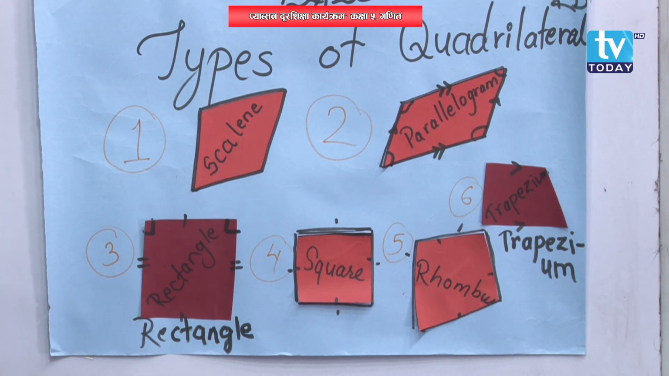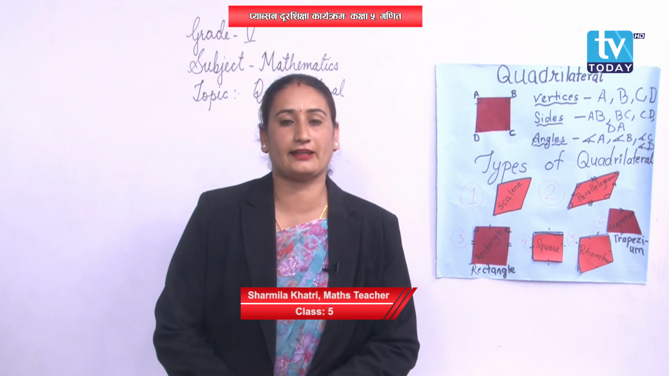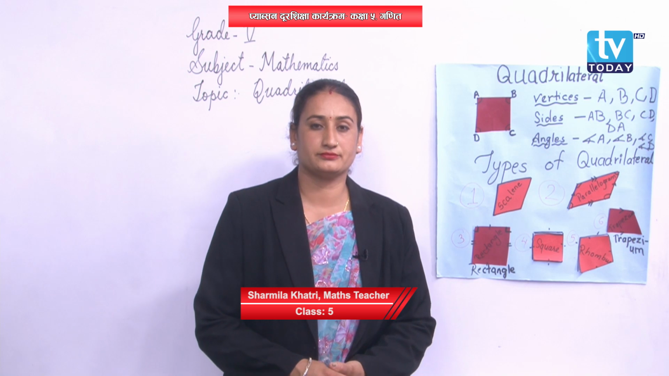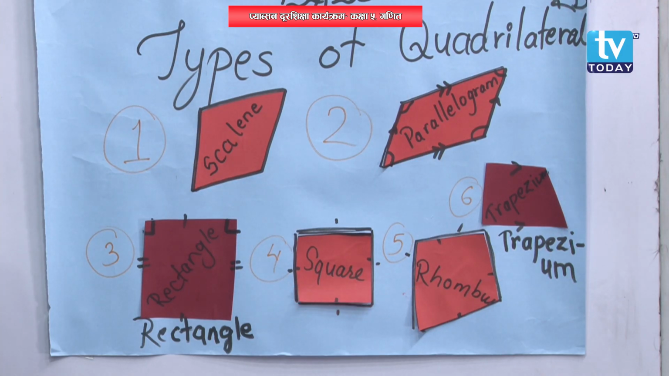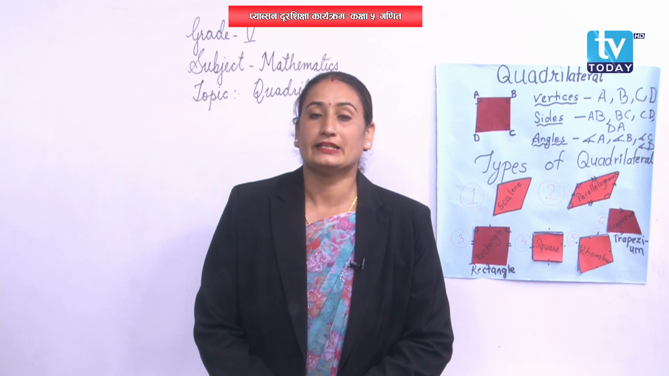Okay, can you make it? I hope you can do it. Can you write the definition of rectangle or not? Okay, please write down the definition as well. Having all the angles 90 degrees and opposite sides equal, then we call it a rectangle.